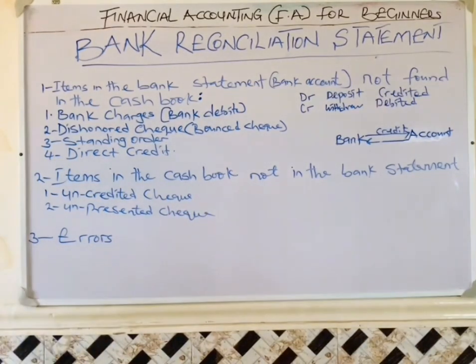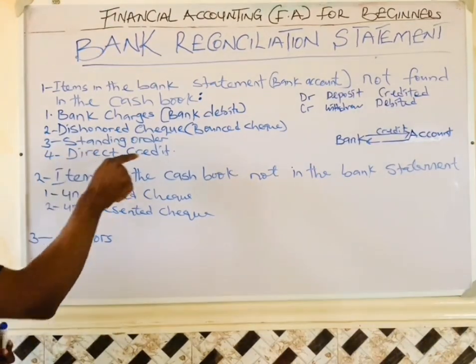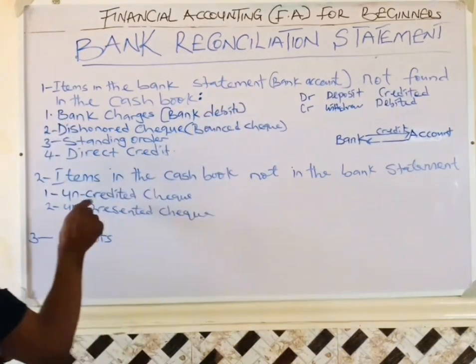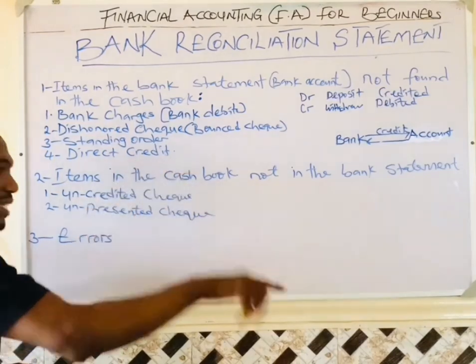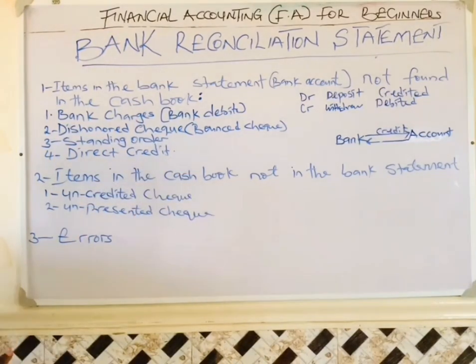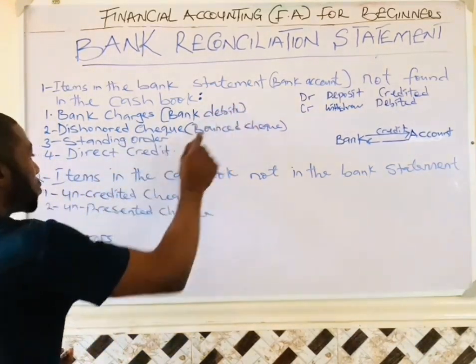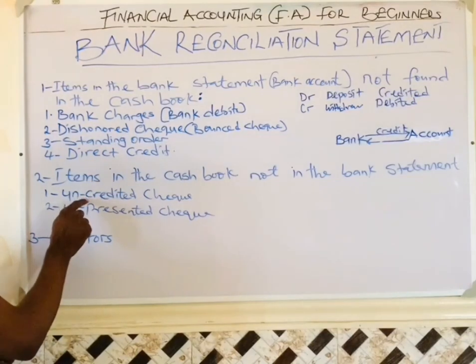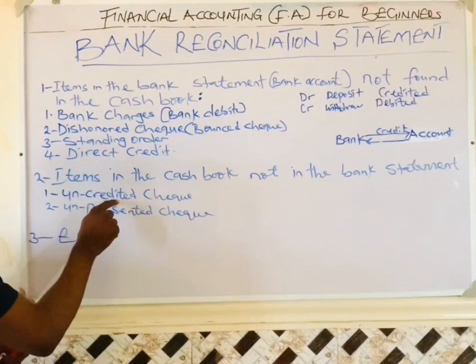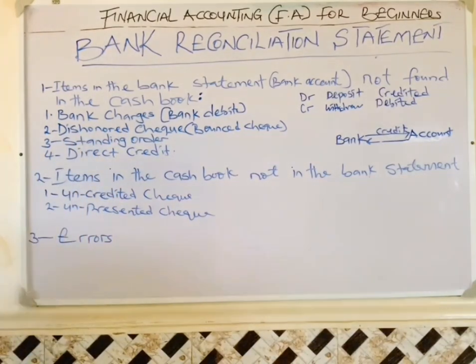So, uncredited check: we present a check to the bank to credit our account. By the time that we requested for our bank statement, this check was not credited yet. The bank was in the process of crediting our account, and we requested for the bank statement, so you will not see the uncredited check in your bank statement. That is simple. This one is self-explanatory.